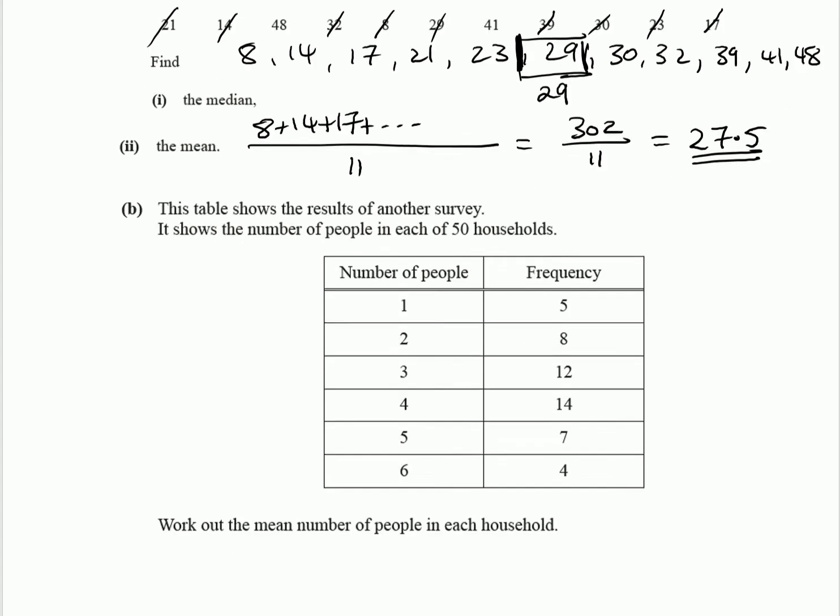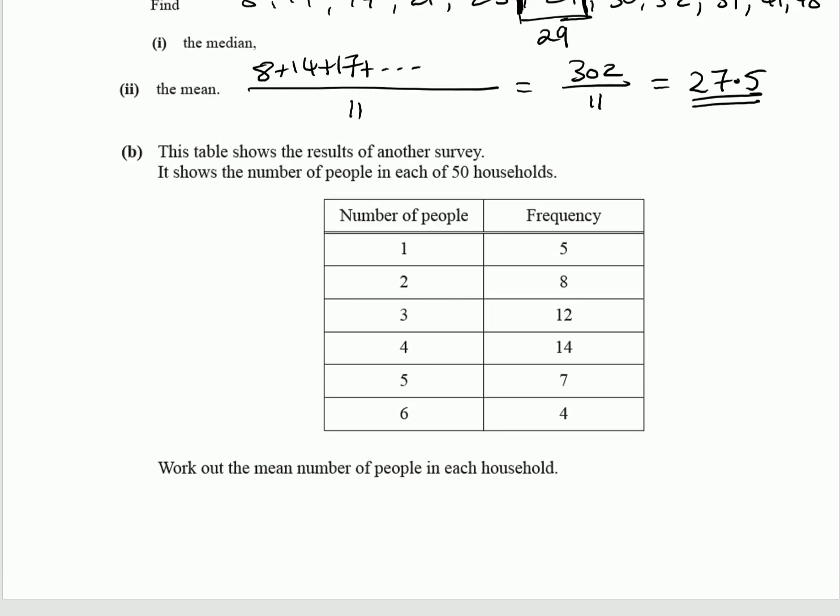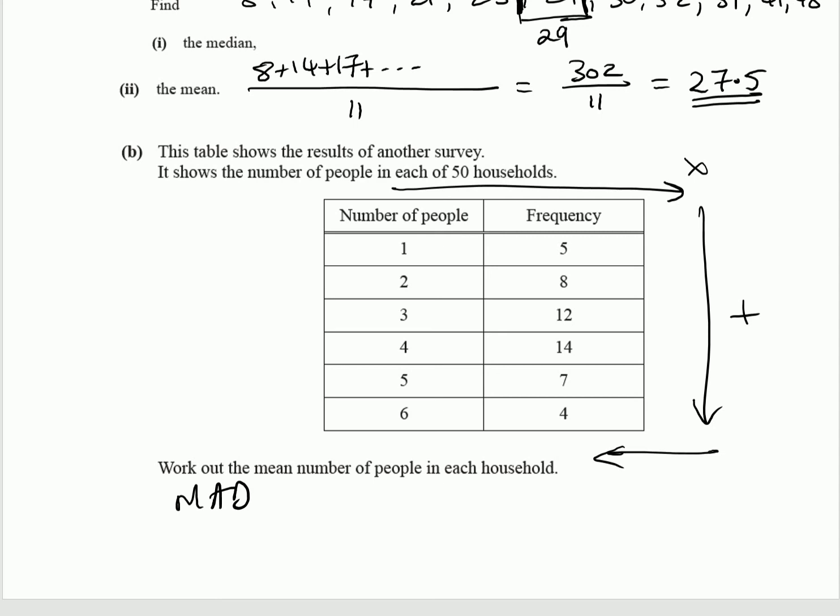Let's move on. The final question gives me a frequency table with a number of people in 50 different households. So for instance, there are 12 households with 3 people living in them. To work out the mean number of people in each household, I'm going to use the MAD method. Multiply, add, divide. Multiply these numbers together, add it all up, and then at the end I'm going to divide. I'm going to divide by the total frequency, and in the question they've told me that's 50.